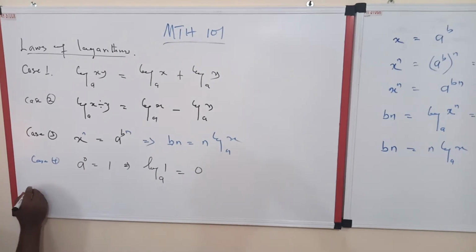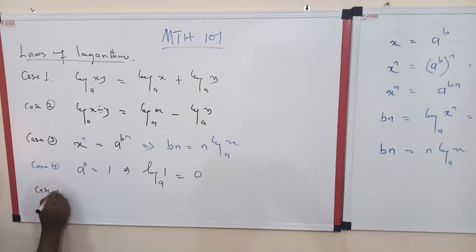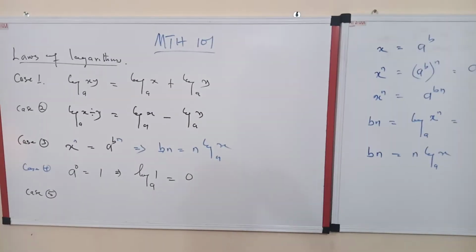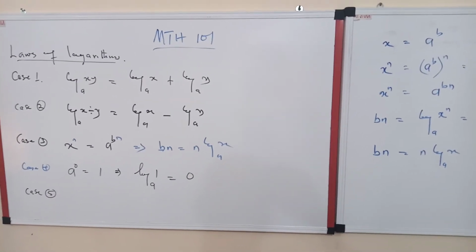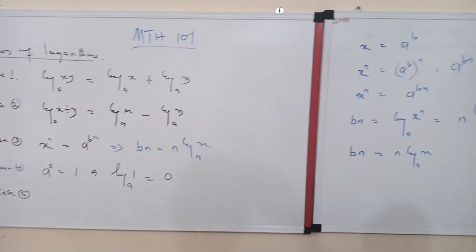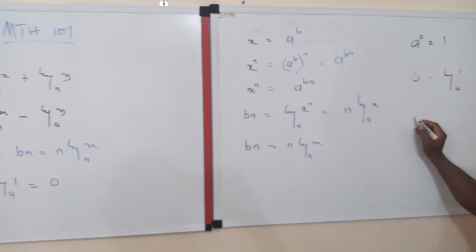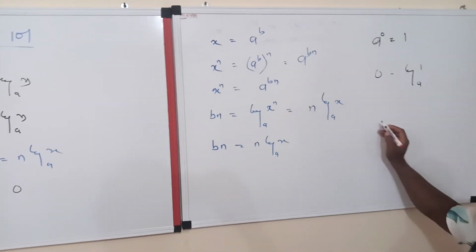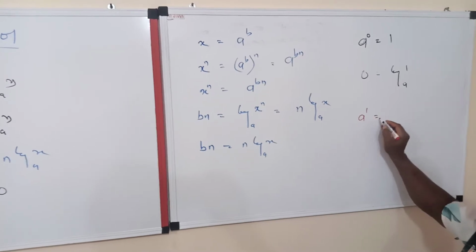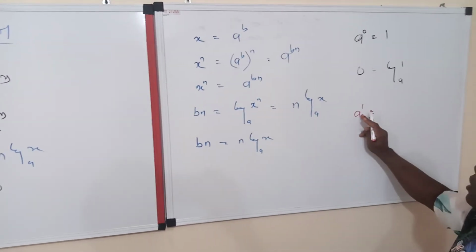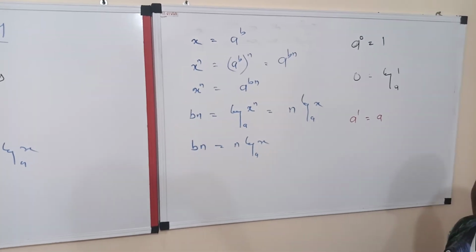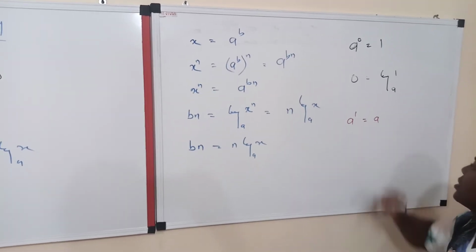Let's consider another case, say case 5. Let's assume that it's not 0 now, but it's 1. A raised to power 1 means A in just one place, just one time, which is the same thing as A.